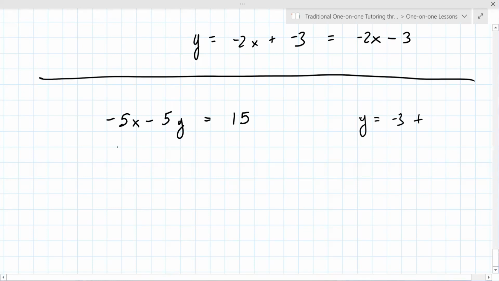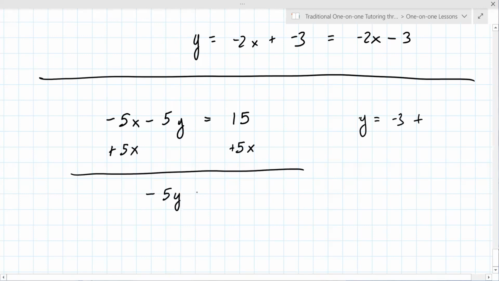Okay, let's look at this again. Let's get this together. So you're gonna add 5x to both sides. So it becomes -5y, and Matthew said, wait, one second. I'm doing this in my head, so yeah, don't do that. You got to write this down.